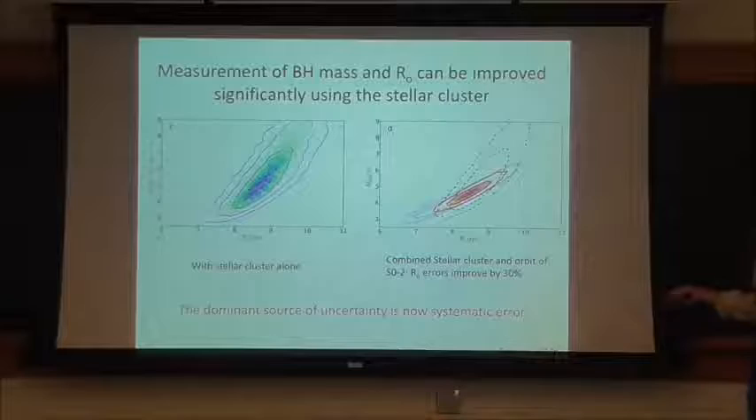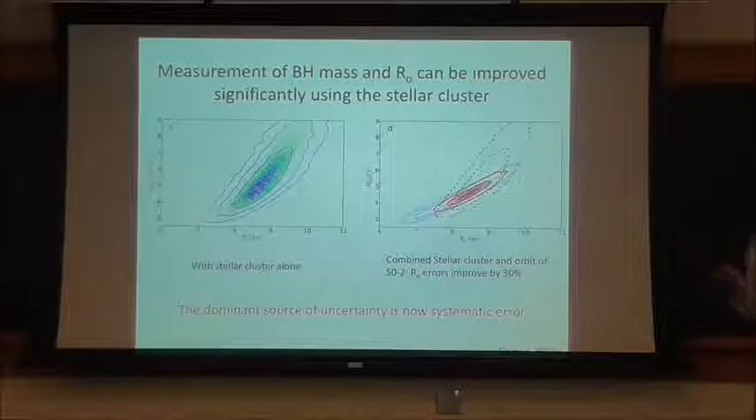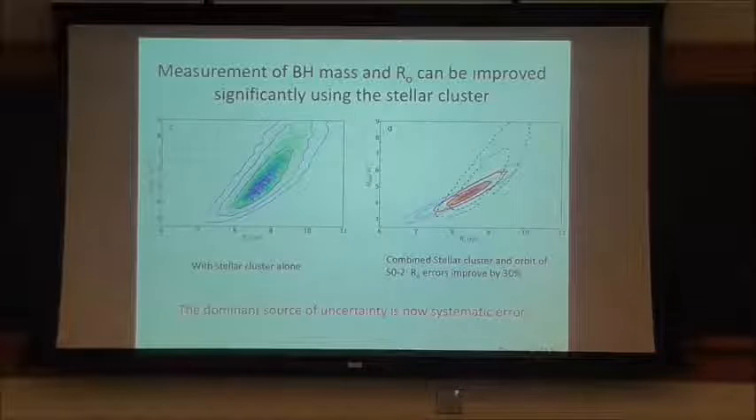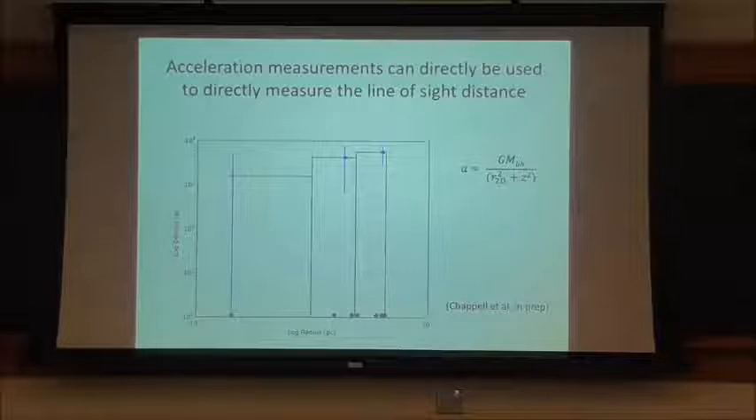But right now we're dominated by systematic uncertainties in both the orbit and the cluster method. Just very briefly, there's another way you can constrain the density profile, and that's directly with accelerations. If you have enough time, you should be able to see stars accelerate in the sky, and then you just use Newton's laws to figure out where in 3D those stars are.